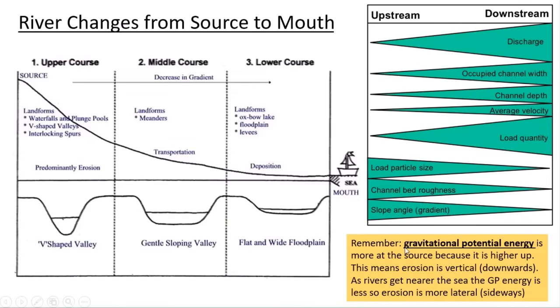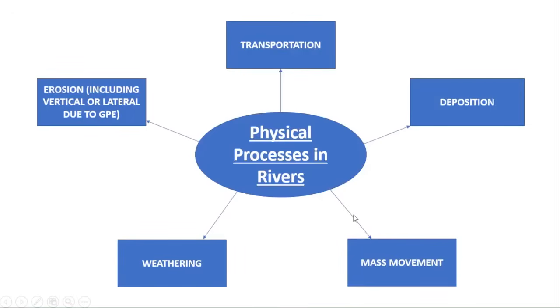The other thing I'll mention, and this comes into the landform section, is gravitational potential energy. Gravitational potential energy depends on how far away from sea level you are. So the higher you are, the more gravitational potential energy you have, and therefore there's more pull. So up here, the river is trying to be pulled downwards, and you get what's called vertical erosion, and that's why you get steep features like V-shaped valleys and waterfalls. As you get closer to sea level, there is less pull because you're closer to it, so more of the erosion is focused on going left and right, so it's called lateral erosion. More on that when we look at landforms in a second.